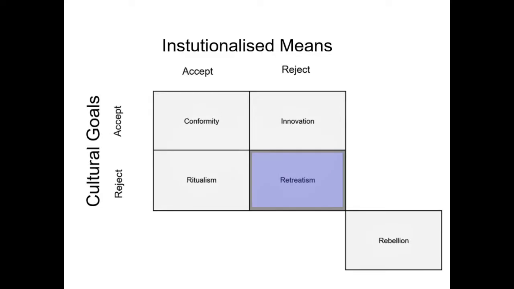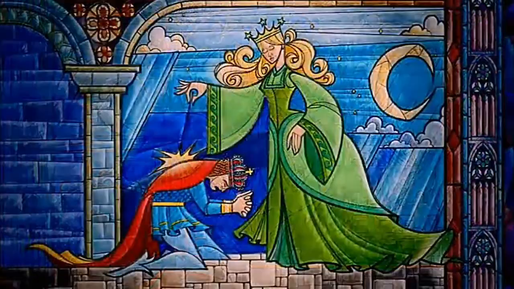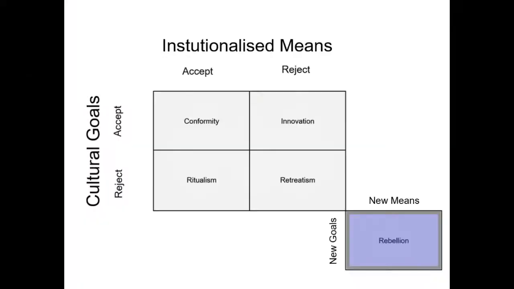A retreatist is someone who rejects both the cultural goals and the institutionalized means. An example of this is the prince from Beauty and the Beast. After being turned into a beast by an enchantress, the prince hides himself from the world and stops interacting with other people, therefore both rejecting any cultural goals or institutionalized means that were set in place for him by society.